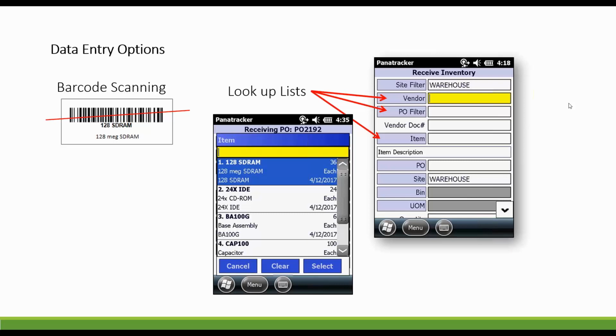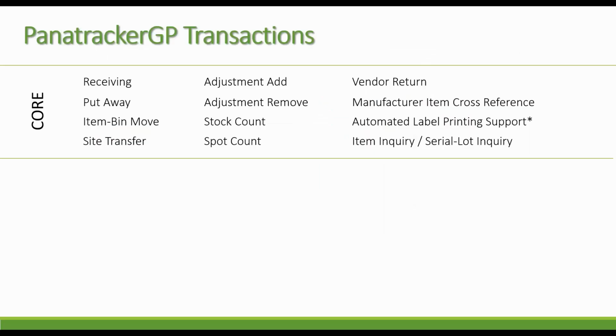If a user isn't scanning in data and isn't using a PannaTrack lookup list, they do have a keypad available on their PannaTrack device that will allow them to manually enter in that data that they need. When they hit enter, when they move to their next field after typing in the data, PannaTrack is going to validate that against what's available in GP. Just like with a barcode scan, as soon as it is into the PannaTrack application, we're checking that against your host database of Dynamics to make sure that it is accurate and valid information for the transaction. Now let's look at some of the PannaTracker transactions specifically.